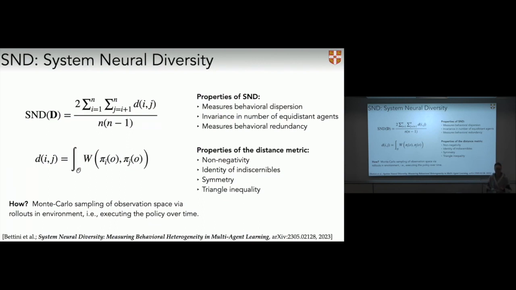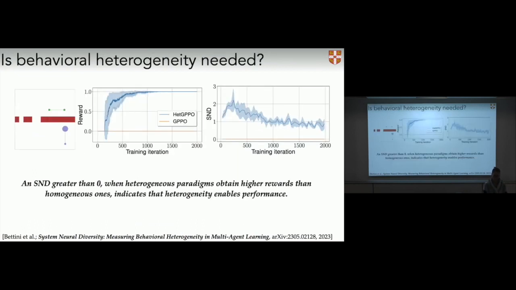Because we're running a system that is stochastic, we decided to do Monte Carlo sampling of the observation space via rollouts in the environment, collecting our subset O here, which then becomes our discrete interval, and hence we can compute the distance metric and include the amount into our SND and compute the SND for any training scheme or any executed task.